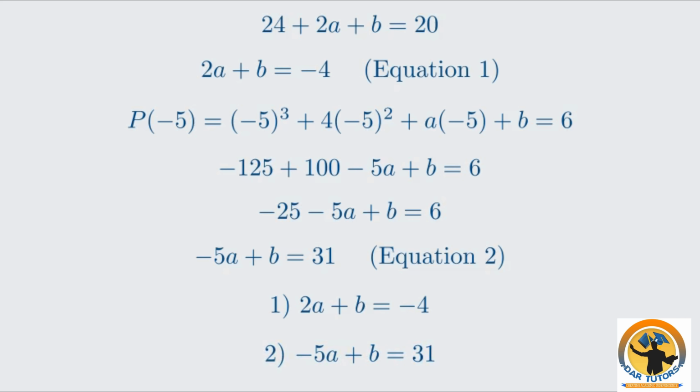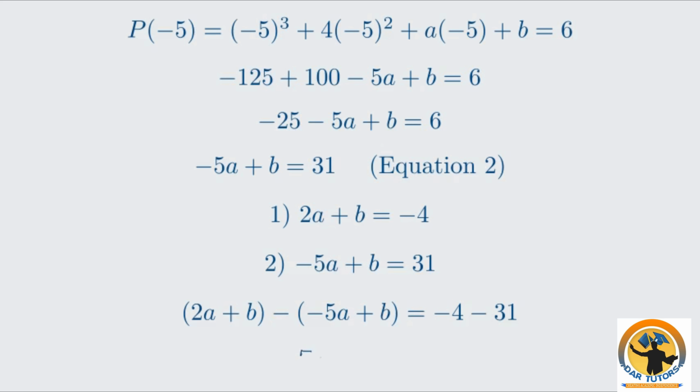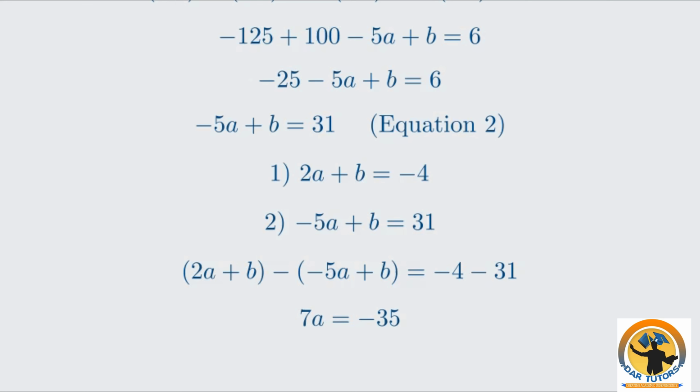If we subtract equation 2 from equation 1, the b terms will cancel out. Subtracting the equations gives us 2a minus -5a, which is 7a, and -4 minus 31, which is -35. So 7a equals -35. Dividing by 7, we find that a equals -5.